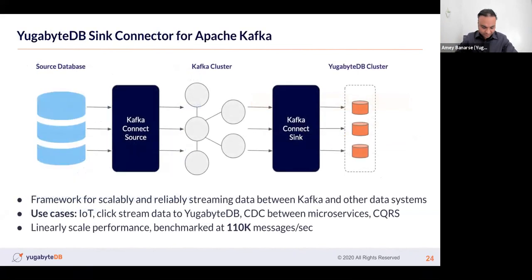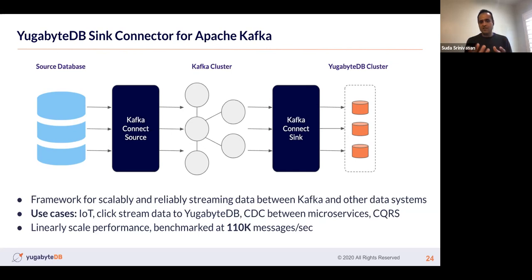Perfect. Yeah. So the next feature is our support for the Apache Kafka sink connector, right? Kafka Connect is a framework that allows you to stream data between Kafka and other data systems. So you could have a Kafka sink connector and a Kafka source connector. A source connector allows you to take data from different databases or different data systems and send it into Kafka streams, right? Or Kafka topics.